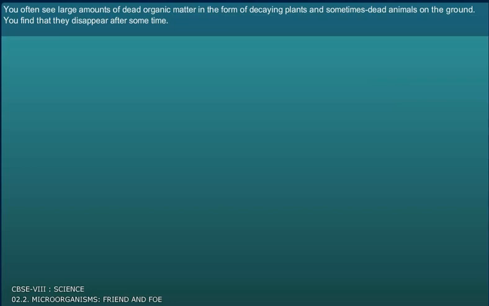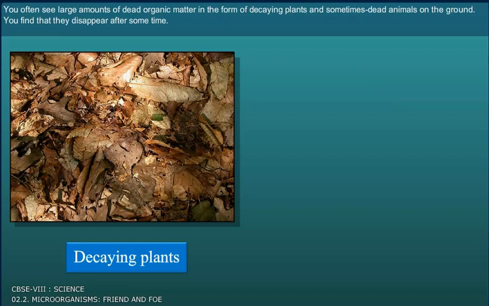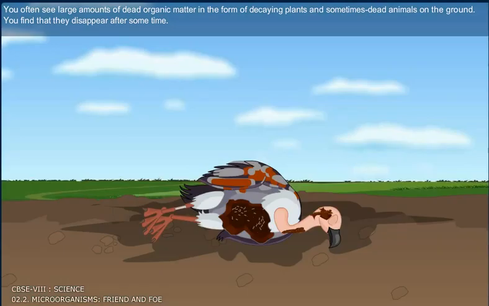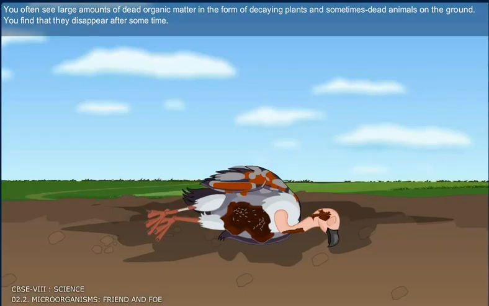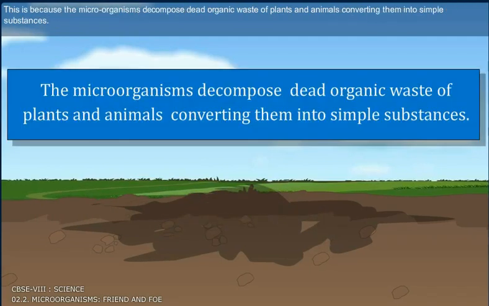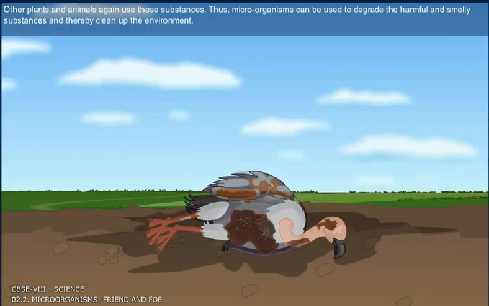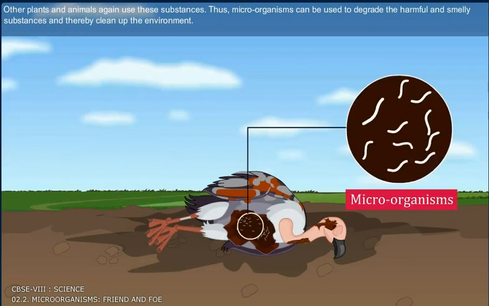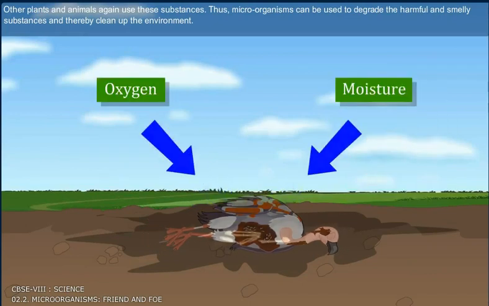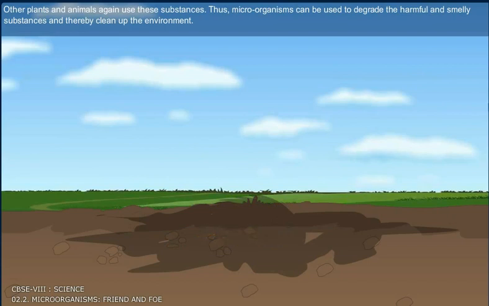You often see large amount of dead organic matter in the form of decaying plants and sometimes dead animals on the ground. You find that they disappear after some time. This is because the microorganisms decompose dead organic waste of plants and animals, converting them into simple substances. Other plants and animals again use these substances. Thus, microorganisms can be used to degrade the harmful and smelly substances and thereby clean up the environment.